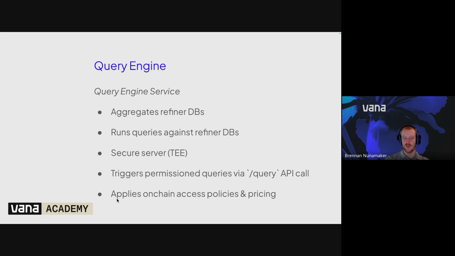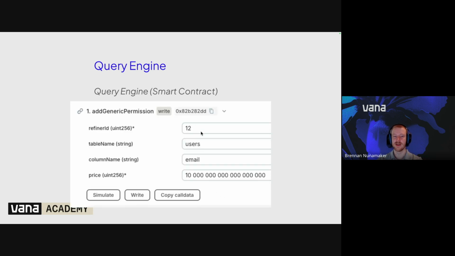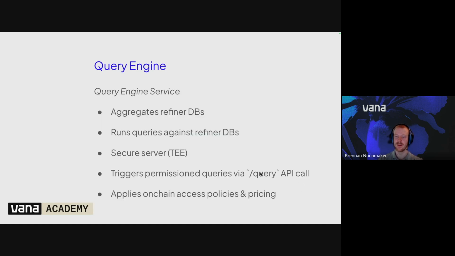And it applies these on-chain access policies and pricing that we've seen in the previous steps. Once the query is successful and the results can be accessed, the query engine automatically charges the price of that query to the wallet of the person submitting the query. So you don't have to worry about billing or anything like that. It all happens in the background automatically.